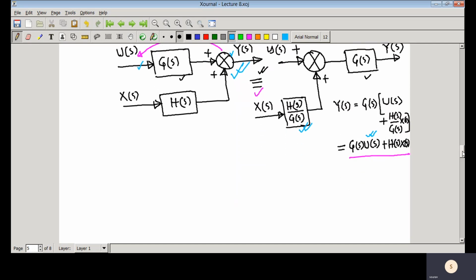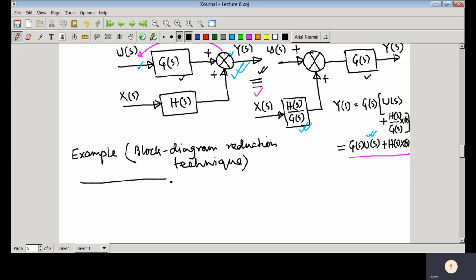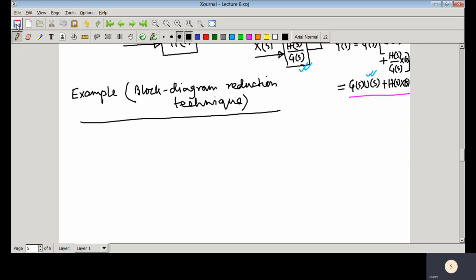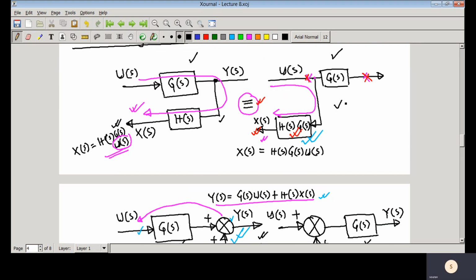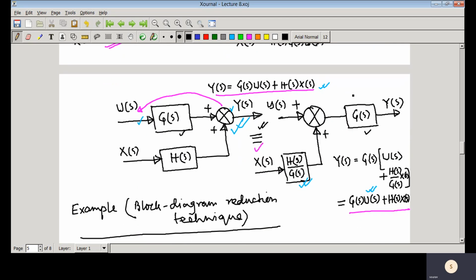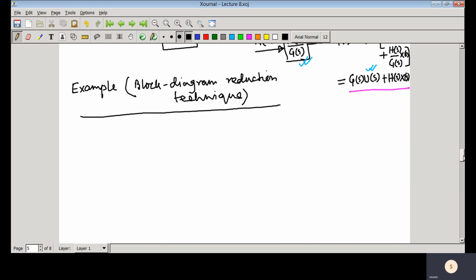So let us solve one example, and this particular example is under the heading block diagram reduction. Basically we'll be applying the block diagram reduction technique to find the transfer function. So what is your objective? Your objective is to find the transfer function of that block using the block diagram reduction technique. Block diagram reduction technique means you need to follow these techniques, that means shifting the branching point or shifting the position of the comparator. So let us see a simple example.